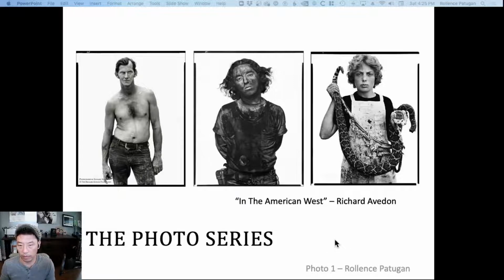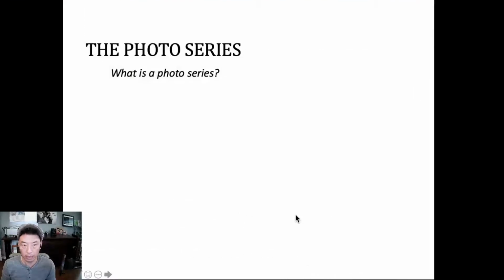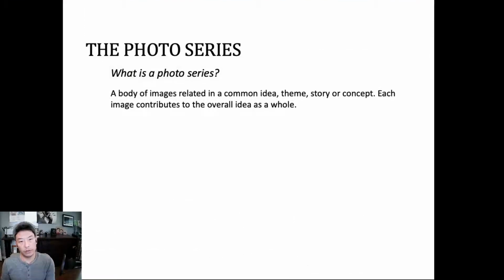But let's rewind for a second. What is a photo series to begin with? A photo series is a body of images related in a common idea, theme, story, or concept. Each image contributes to the overall idea as a whole.